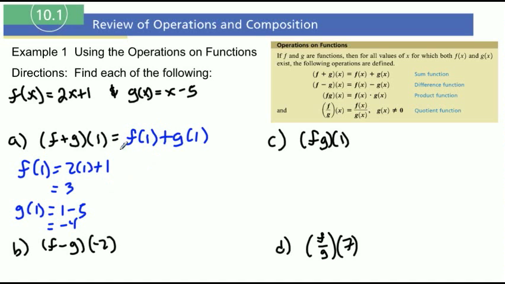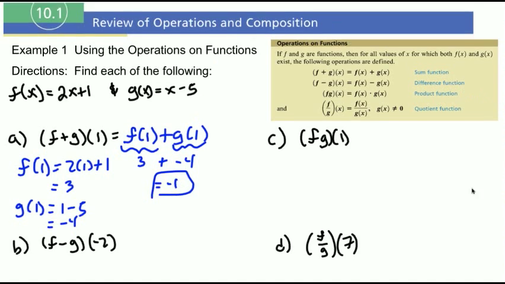So I can replace then f of 1 with 3. And I can replace g of 1 with negative 4. And we could simply just get negative 1. So f plus g of 1 is negative 1. All right? Let's go on then to example B here.